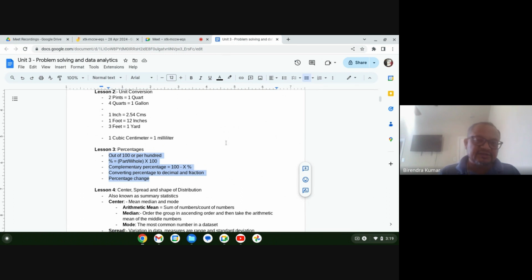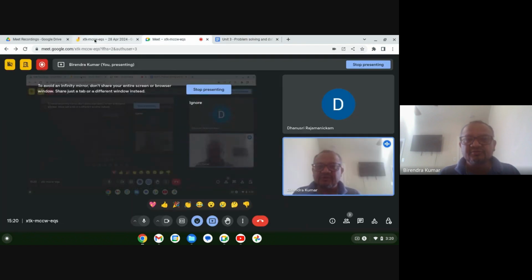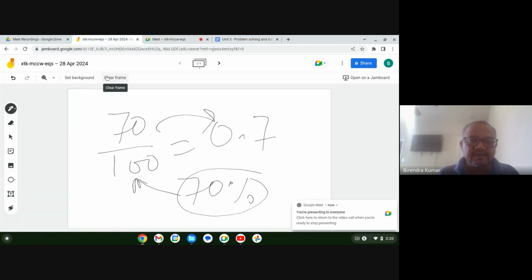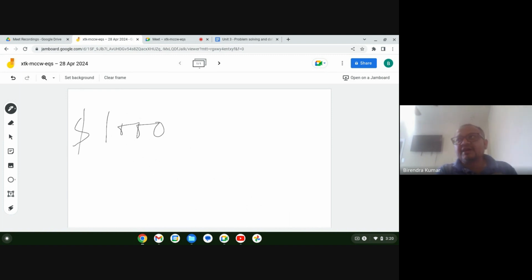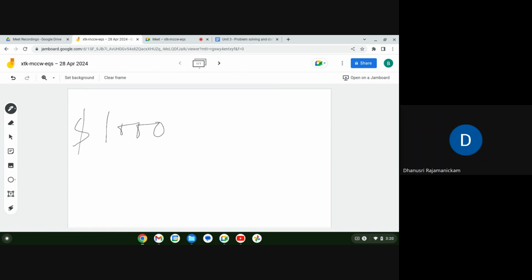Percentage change. Okay. Now, this is something that we want to quickly take a look at. Let's say my net worth is $1,000 today. And after 3 years, my worth changed by 60%. How much is my worth after 3 years? Did it increase or decrease?